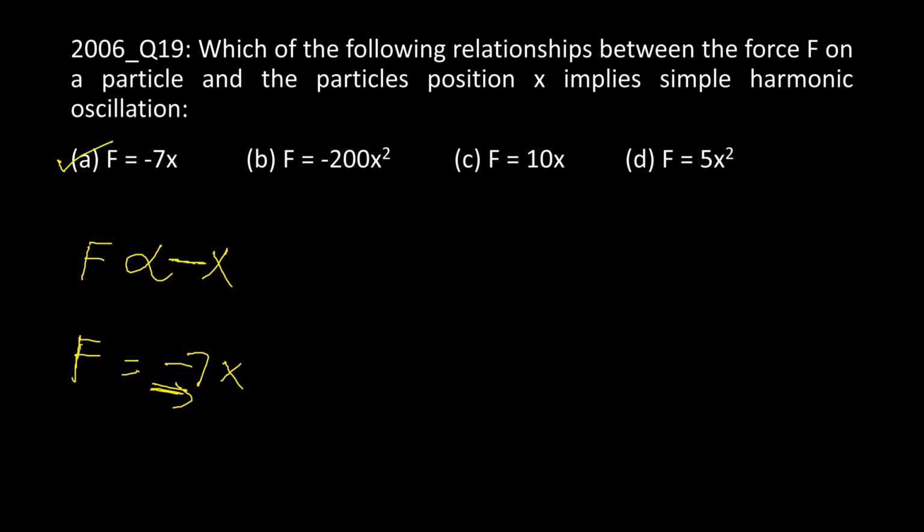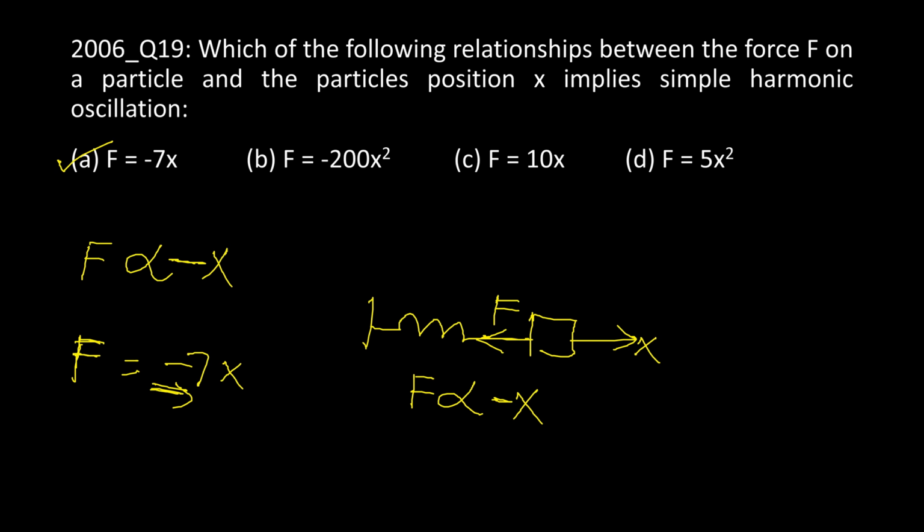This F is the restoring force of the system which always acts in the opposite direction to the motion of the particle. For example, if we have a spring, if we pull the mass in the positive x direction, the restoring force F always acts in the opposite direction. So for this kind of system, F is directly proportional to x and acts always in the opposite direction. So option A is the correct answer.